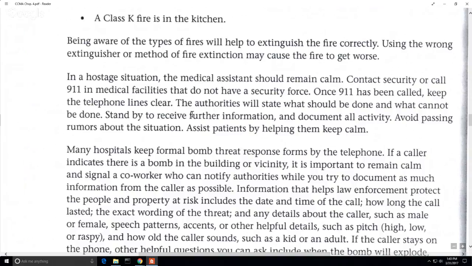In a hostage situation, the medical assistant should remain calm and contact security, or call 911 in medical facilities that do not have a security force. Once 911 has been called, keep the telephone lines clear, and the authorities will state what should be done and what cannot be done. Stand by to receive further information and document all activities. Avoid passing rumors about the situation. Assist patients by helping them keep calm.